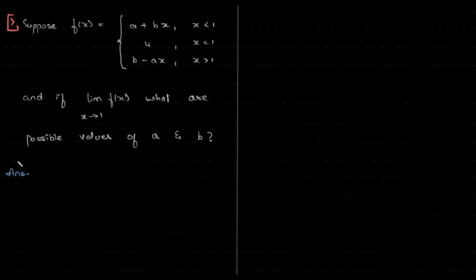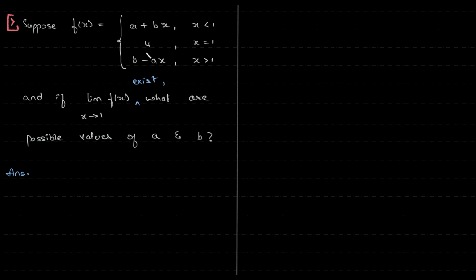Suppose f of x is a given set of expressions: for x less than 1, equal to 1 at x equal to 1, and greater than 1, and if the limit of f of x as x tends to 1 exists, what are the possible values of a and b? So how will we solve this? We have a function which behaves in this particular manner, and they're given that if the limit of f of x exists, what are the possible values of a and b?